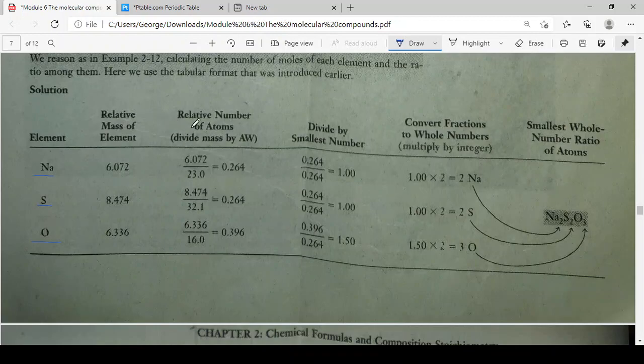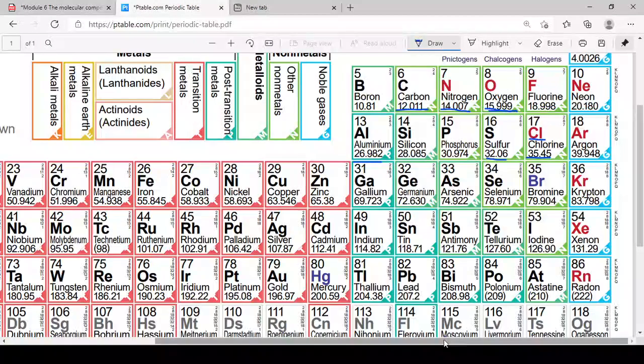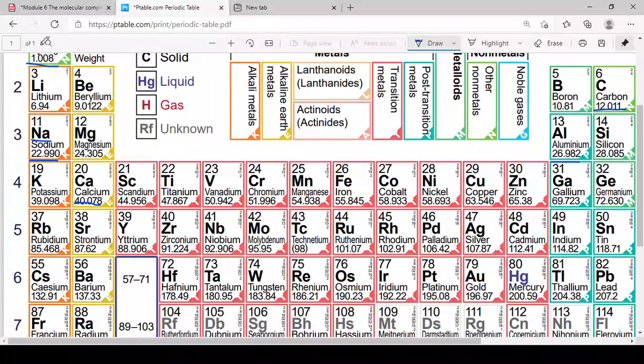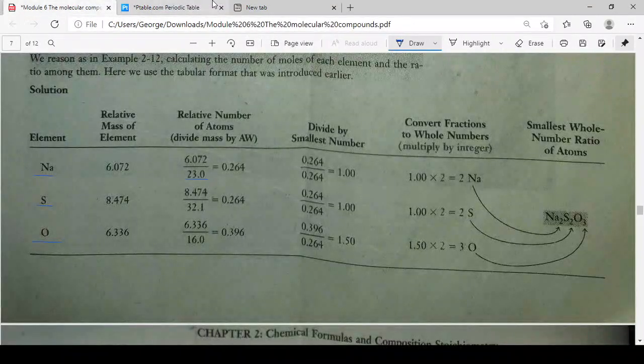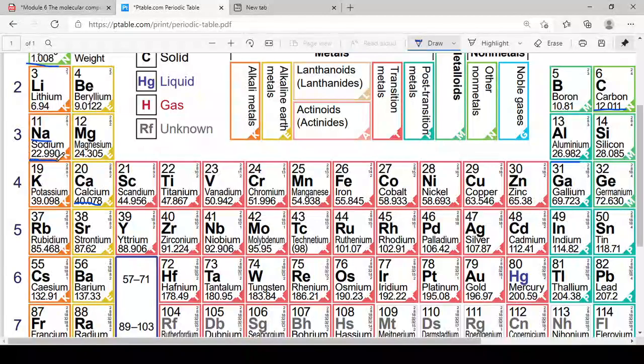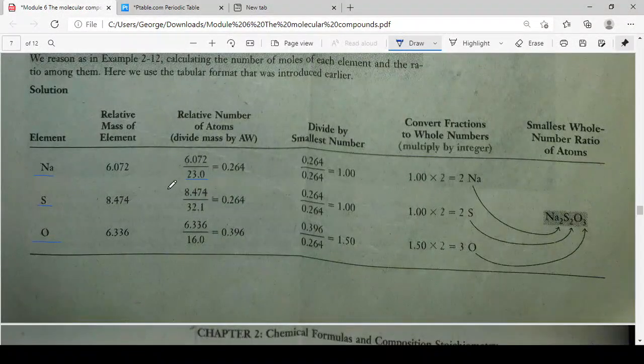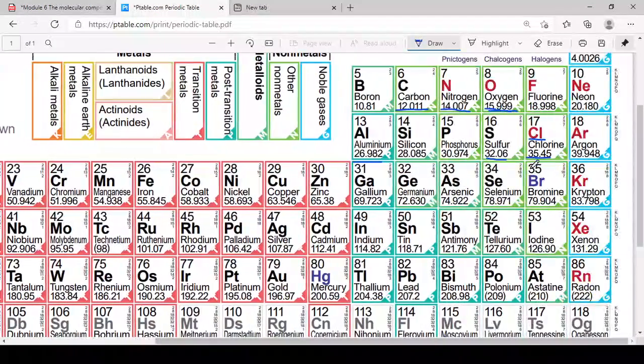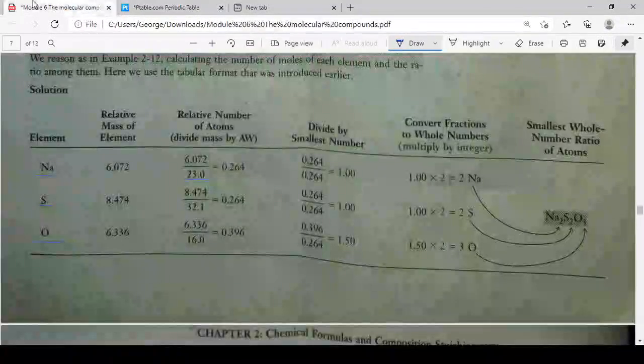Next, divide them by the relative number of atoms, or divide them by their atomic weight. What is the atomic weight of sodium? Atomic weight of Na is 22.990. Round it off to its whole number, which is 23. Am I right? Therefore, it is 23. Next, you have your sulfur, which is 32.1. Sulfur is 32.06, rounded off to 32.1.